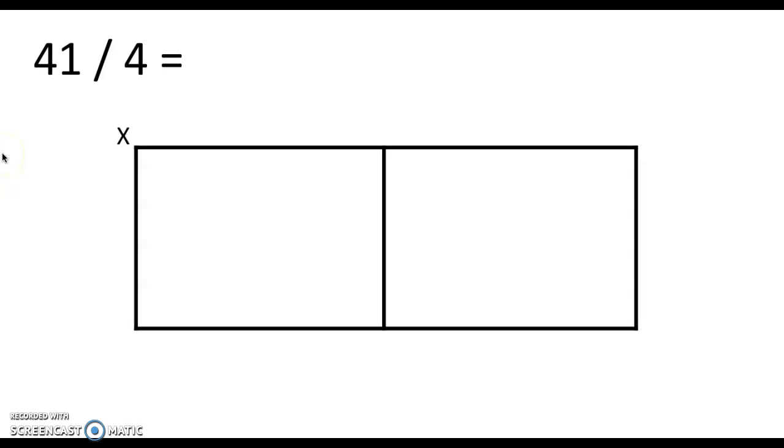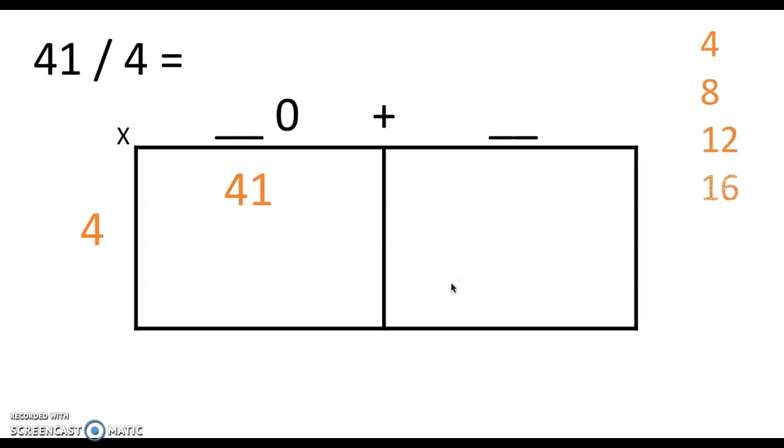We have 41 divided by 4. Same thing, draw your box with 2 boxes in it. Then we'll set up our place values. So we have our tens place, our ones place, our 4 on the side, and our 41 in that first box. If you need to, write down your multiplication facts or do it how you choose to do it.